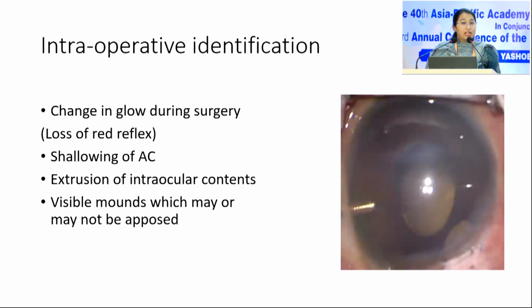Another thing would be shallowing of the anterior chamber, as well as at times extrusion of your viscoelastic from your anterior chamber, shallowing of the anterior chamber with prolapse of the capsule, and if severe enough, the intraocular contents might try to extrude out from your wound. If limited, we may be able to see visible mounds just posterior to your posterior capsule. At this point, whenever we identify, we need to keep a calm head and move towards management, which will be covered in the next talk.